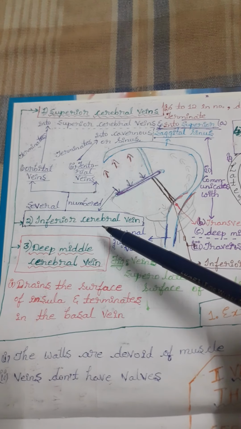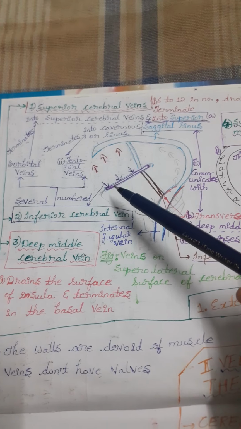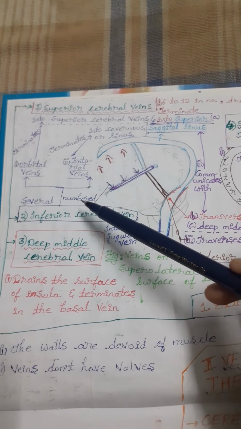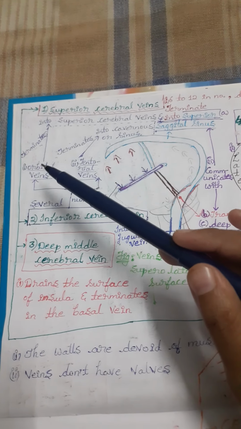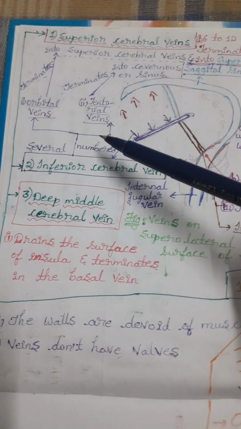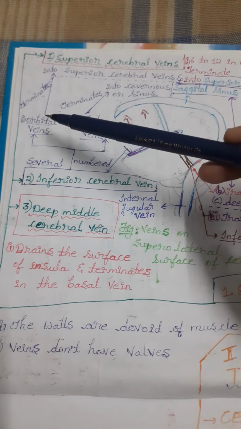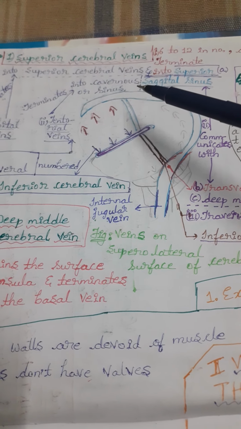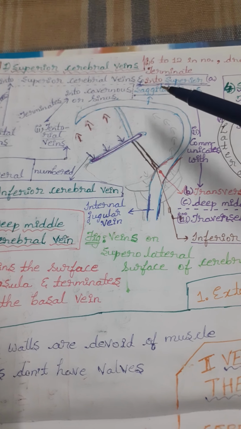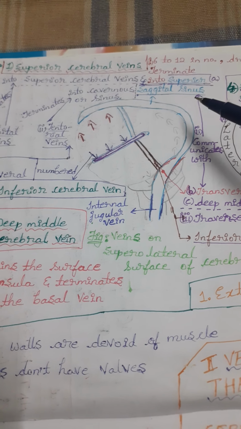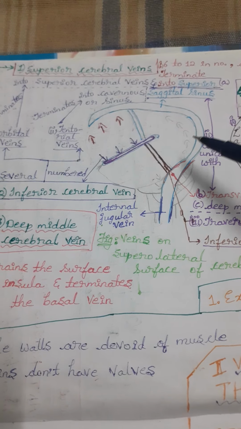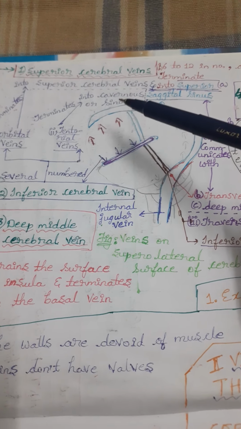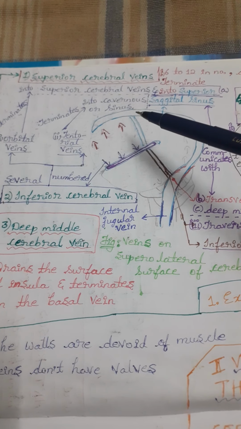Now second is inferior cerebral veins. These are several in number and divided into orbital veins and tentorial veins. Orbital veins terminate into superior cerebral veins and they terminate into superior sagittal sinus. Again superior sagittal sinus. Tentorial veins will terminate into cavernous sinus, which is nothing but a space.